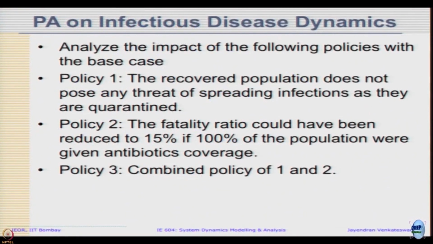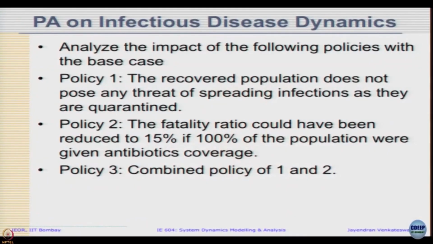Let us do policy analysis on the same model. Analyze the impact of the following policies with the base case. Policy 1: the recovered population does not pose any threat of spreading infected disease as they are quarantined. Once they recover, they leave the place, or they got immune so much that they are not spreading disease anymore. Once you got the disease, there is so much, say, antibiotics in you that you are not spreading the disease. That is a policy.